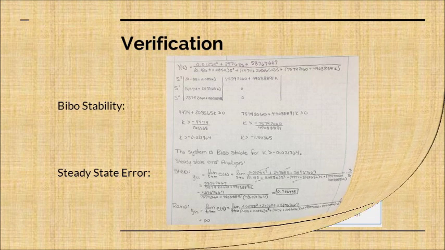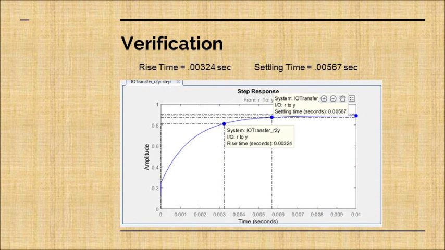Our analysis of the transfer function reports a rise time of 0.00324 seconds and a settling time of 0.00567 seconds. This data verifies our design requirement of having a rise time of less than half a second and a settling time of less than 2 seconds. This shows that our system performs much better than we had originally expected.